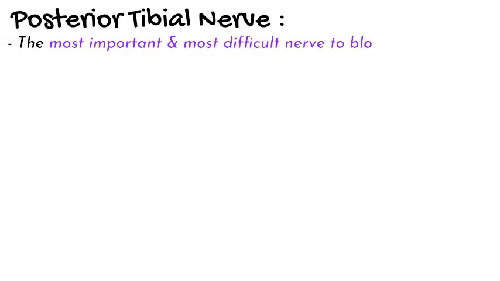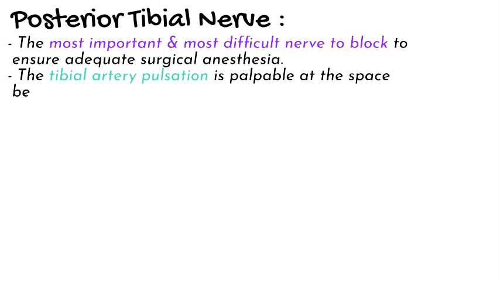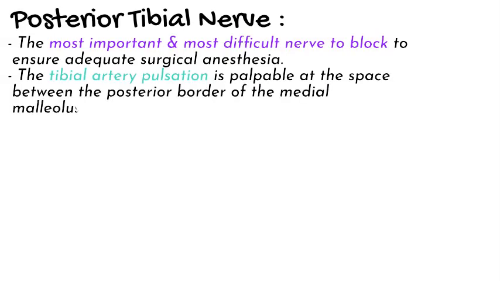The posterior tibial nerve is the most important and most difficult nerve to block to ensure adequate surgical anesthesia. The tibial artery pulsation is palpable at the space between the posterior border of the medial malleolus and the medial border of the Achilles tendon.